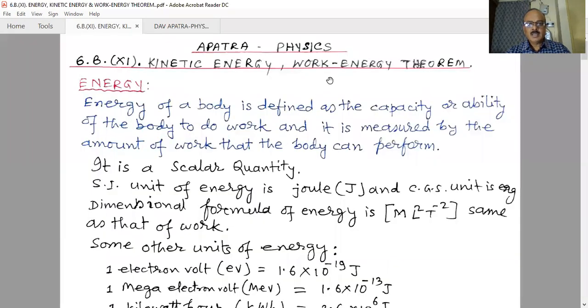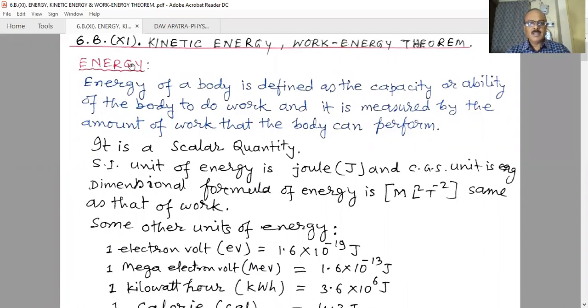Today's topic is energy, kinetic energy, and the work energy theorem. First of all, what is energy?